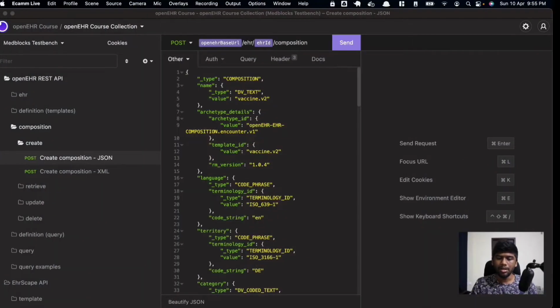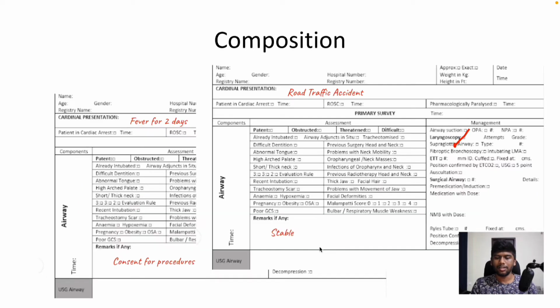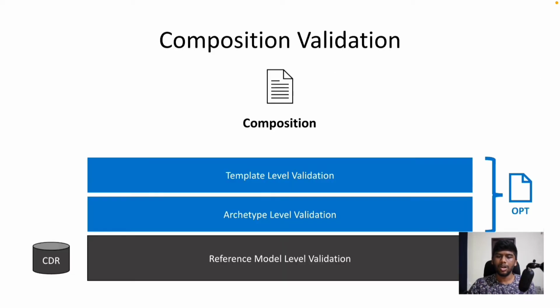Let's take a minute and look at what compositions are again in a little more detail. So before we get to the API, let's have a look at this. As we said before, compositions are like the piece of paper on which you actually write the data and store it within an EHR, right? With that analogy in mind, you need to understand that every time we post a piece of information to the OpenEHR server, it needs to validate it against many things.